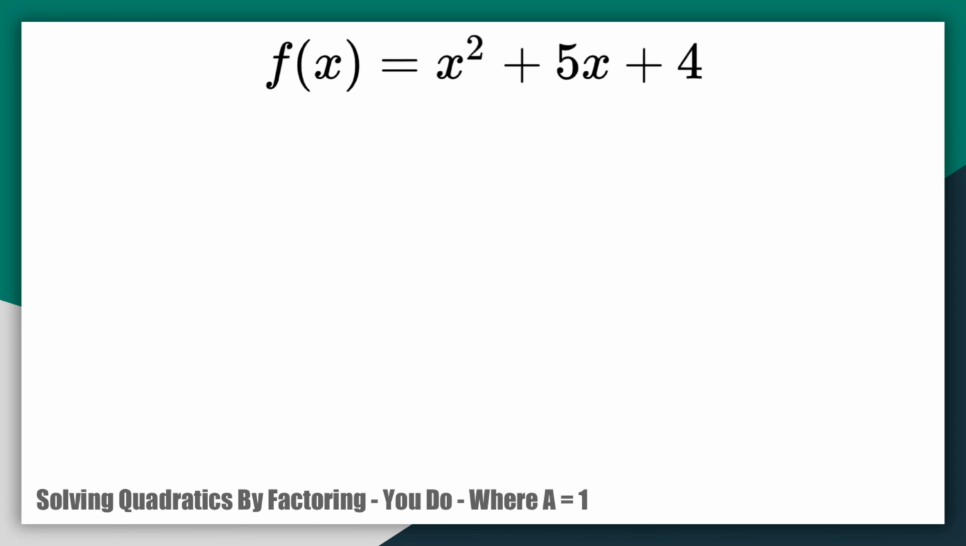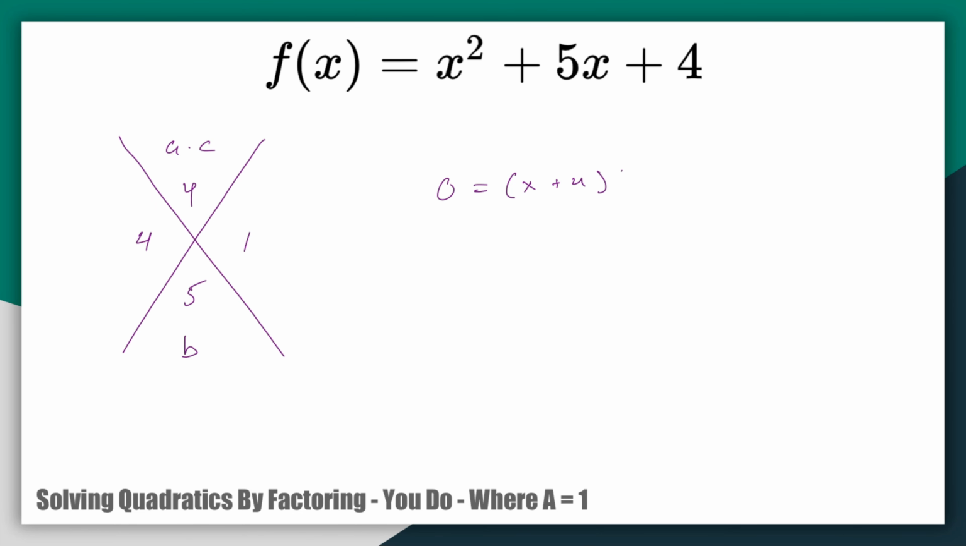Okay, so hopefully you gave this a try. You do your X factor or your diamond method. A times C goes up top to be 4. B goes on the bottom to be 5. What times what gives you 4 that adds to be 5? The answers would be 4 and 1. 4 plus 1 is 5. 4 times 1 is 4. So I can go 0 is equal to x plus 4 times x plus 1.